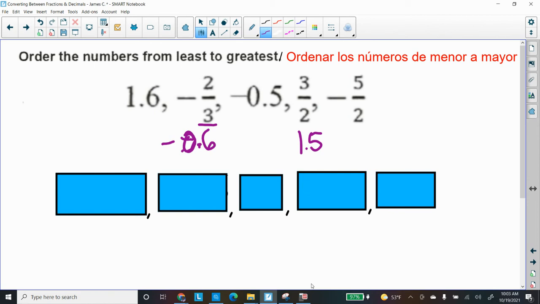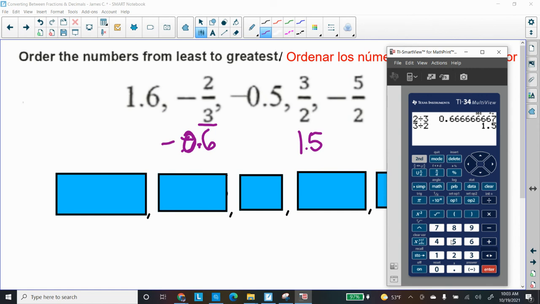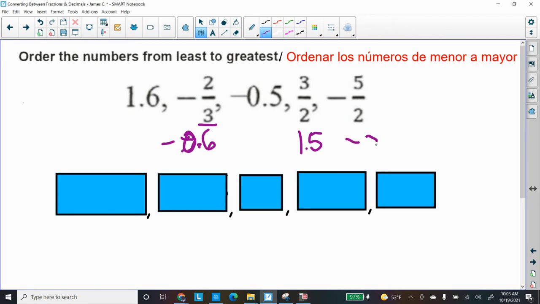So we got one more fraction we got to change. So let me get that one. So I got negative 5 divided by 2. And that gives me negative 2.5. So negative 2.5. Let me bring down the rest of these numbers. I got 1.6, comma, negative 0.5, comma, $1.50, comma, and that.